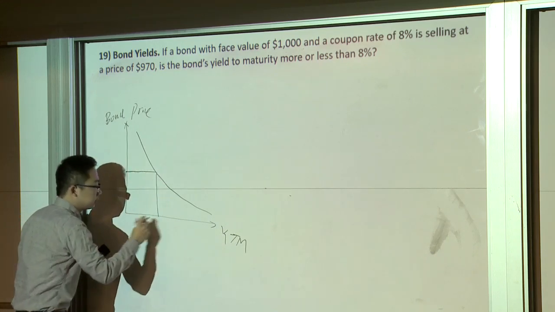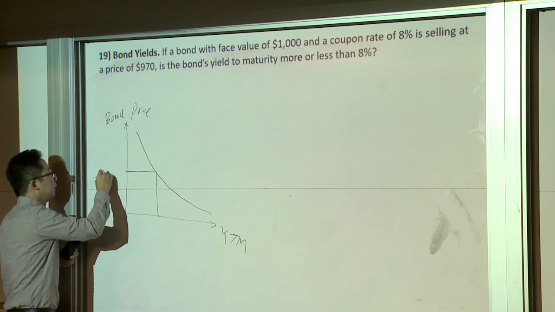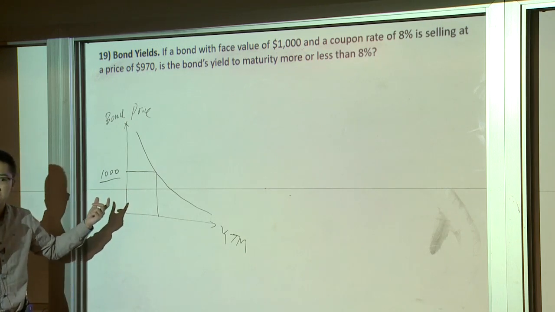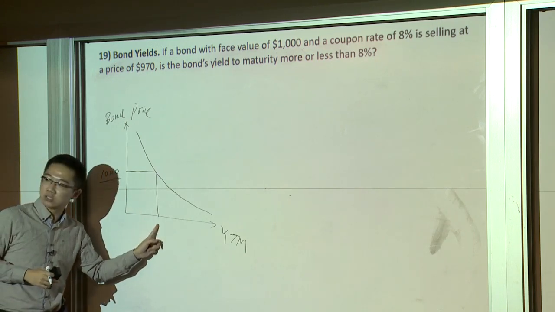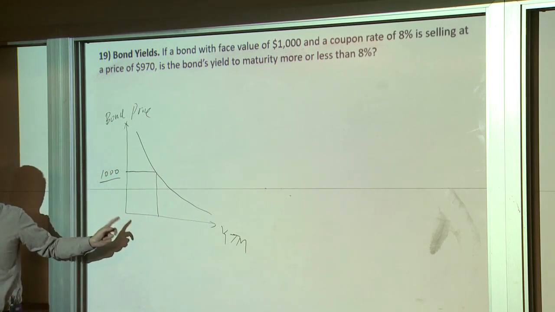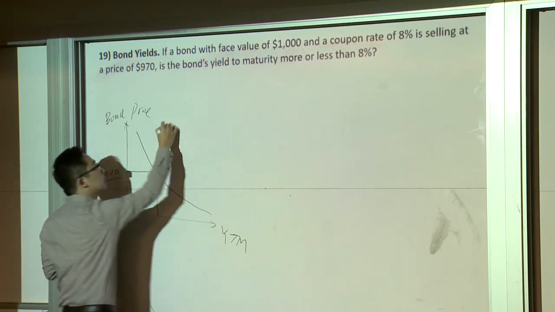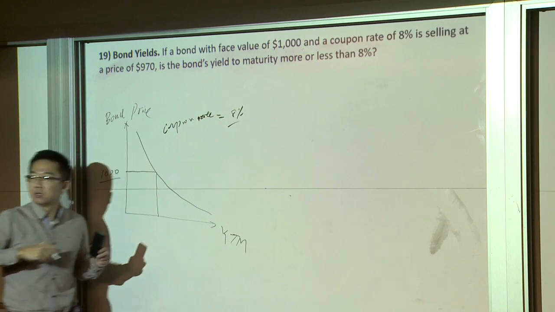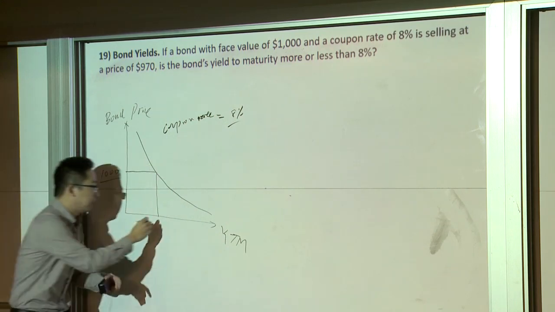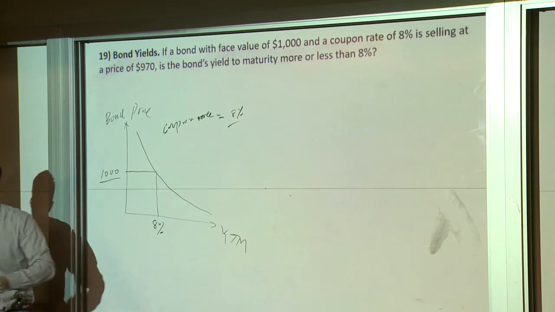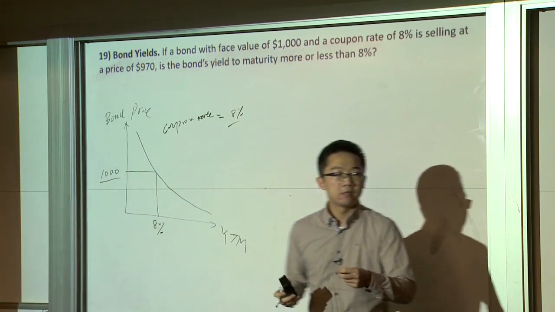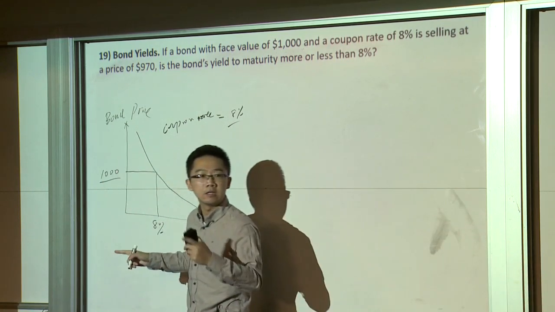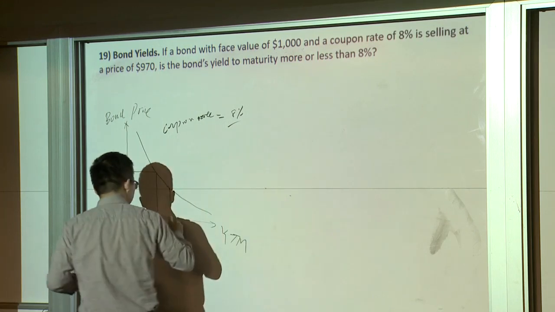So at a certain level of yield to maturity, the bond price will be equal to its face value, usually 1,000. The face value of most bonds is $1,000. So at a certain level, its price is going to be equal to the face value. Let me tell you the coupon rate, say 8%, for example. So what should that level be? 8%, right? So when the yield to maturity of a bond is equal to its coupon rate, the bond is sold at par value, right?